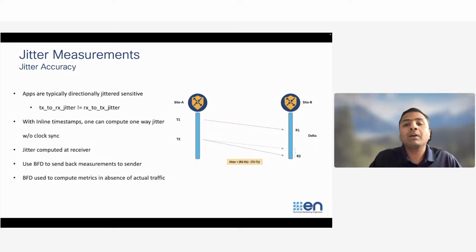So BFD is used as a fallback when you don't have the actual data traffic running between the SD-WAN edge devices over the tunnels. So BFD is always there. So we use that, and now we are enhancing with the inline data. So these are all the different accurate measurements that we talked about, improvements on the measurements.